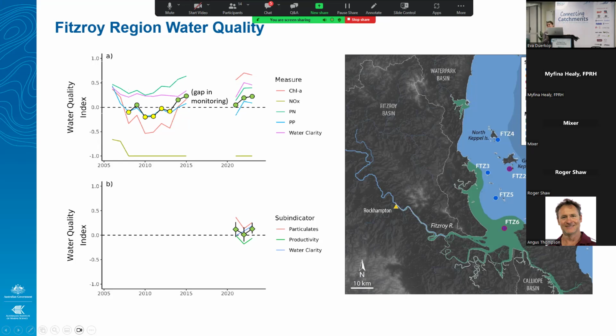I guess there's a few things there. You can see that nitrate isn't meeting targets, but on the whole, water quality in our Fitzroy marine and estuarine waters is not doing too bad.